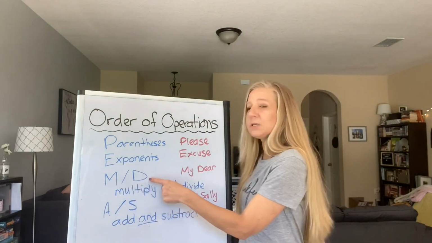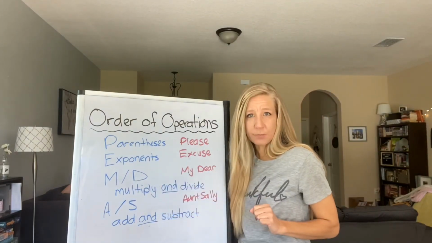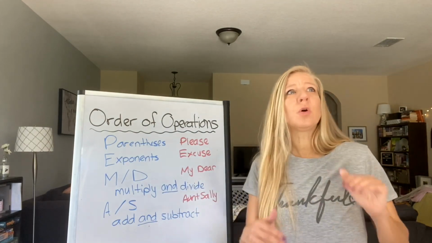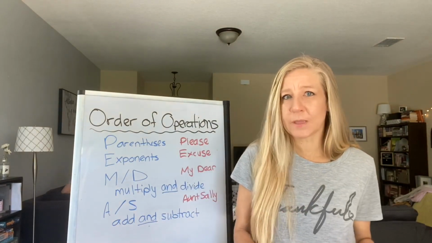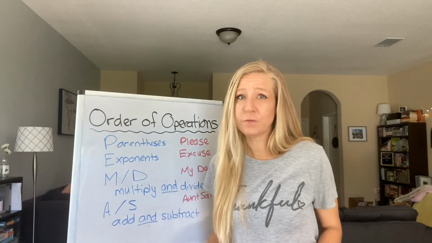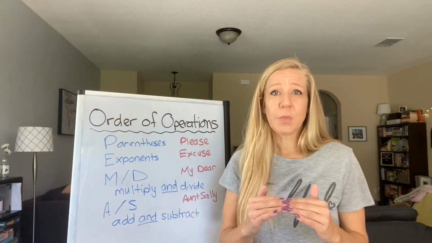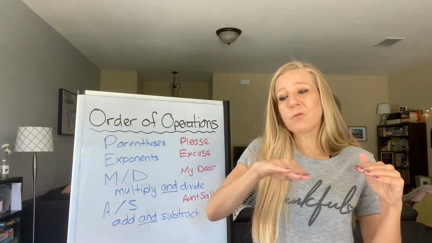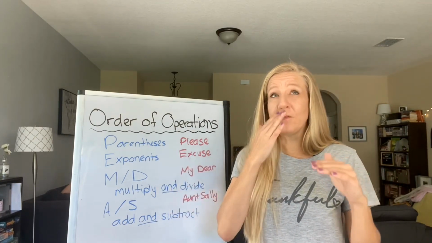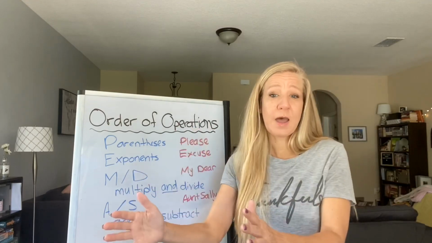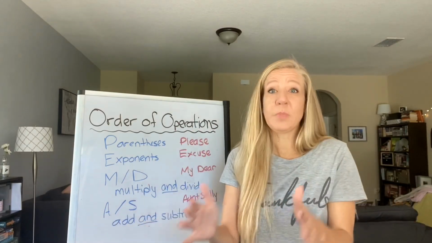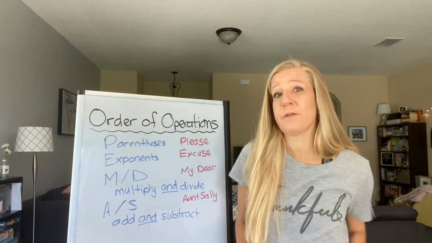But multiplication and division, I wrote those next to each other. That's because you don't first do all your multiplication, then do all of your division. That's not how it works. Multiplication and division are equal to each other. So you do them in whatever order they're written. So if you have multiply, then divide, then you multiply, then divide. But if division is written first, you do that first.